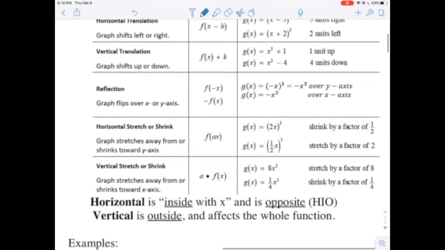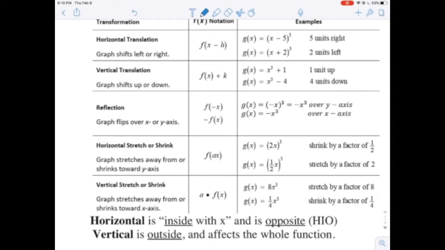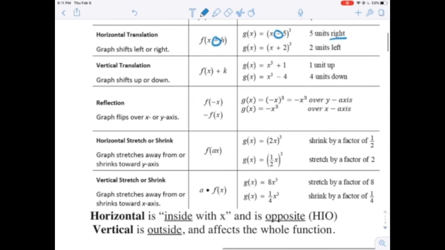A couple of things I do want to remind you of as we get into these is that if we have something that is affecting horizontal or x values, then our effect is inside with x, and it's going to be the opposite of what you would think it is. We use the acronym HIO to stand for horizontal, inside, and opposite to indicate that, for example, when we are going to the right, we actually have a negative sign where you would think that right would be positive, but it's because of the negative sign built into the equation. Vertical is outside of the parentheses, and it affects the entire function.